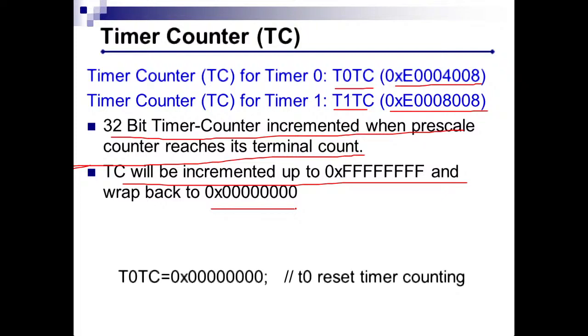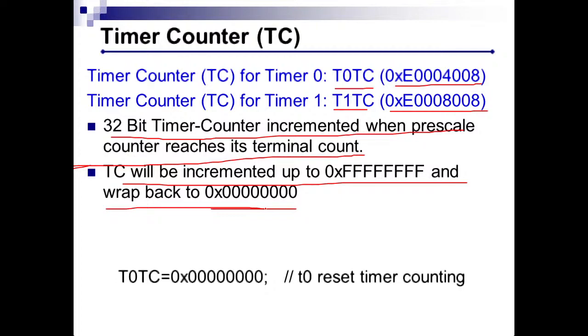Then at every tick, if your prescaler value is not set, say it's 0, then at every peripheral clock your timer value will be incremented by 1. Finally, all these 32 bits will become 1, and then it will wrap back to 0. We call that a timer overflow, where all ones become 0.